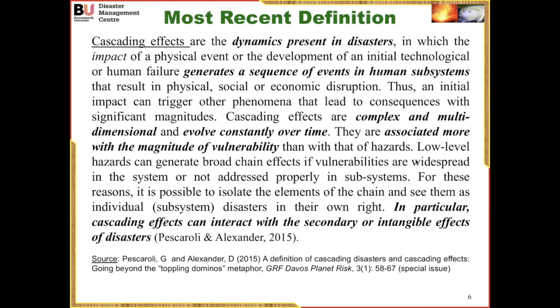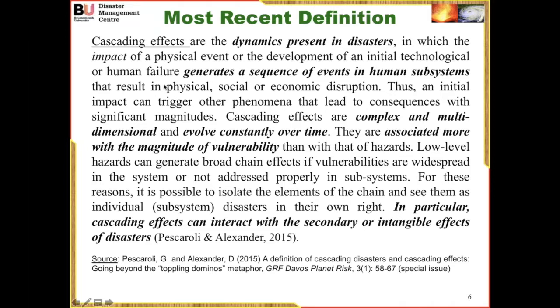Now, there's a most recent definition of cascading disasters. If you read the articles which I told you to read, the articles written by Pescaroli and David Alexander, they actually try to explain definitions of disasters. What I've just explained to you, that there are no international definitions on it, but this is a definition which they have given, which places emphasis on dynamics that are present in disaster systems.